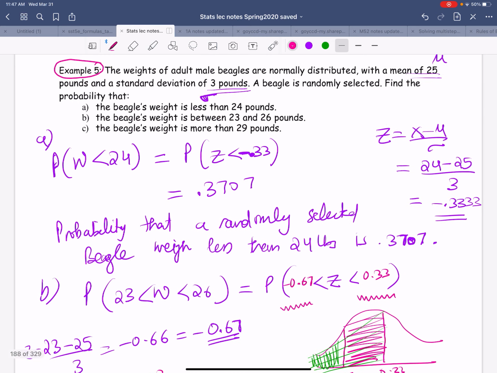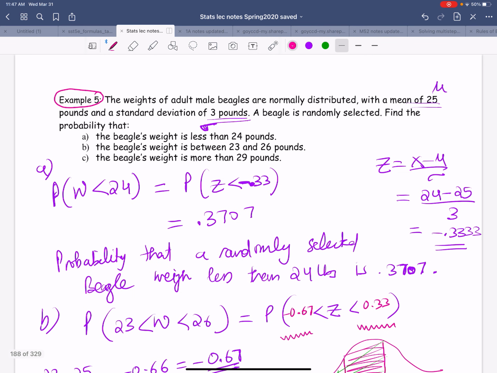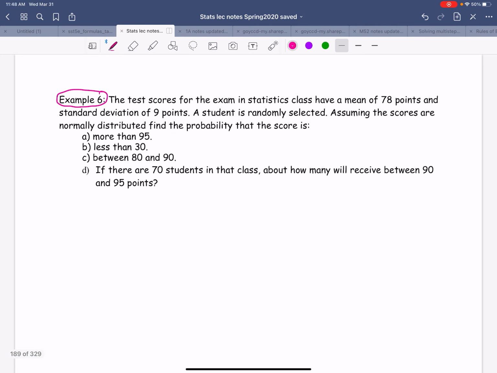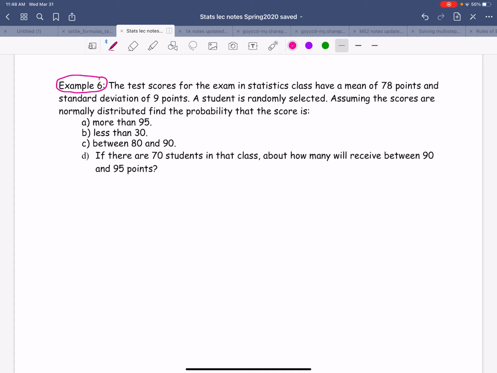Again, if you randomly select a beagle, the probability that it weighs more than 29 pounds is approximately 9%, or 9.18% probability that the beagle weighs more than 29 pounds if you randomly select a beagle out of that population. Okay, here's example number 6.